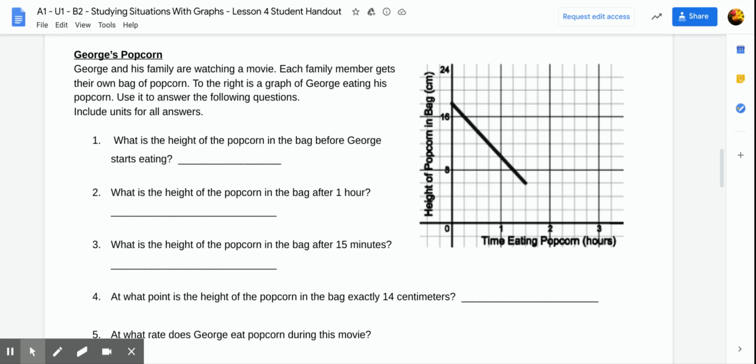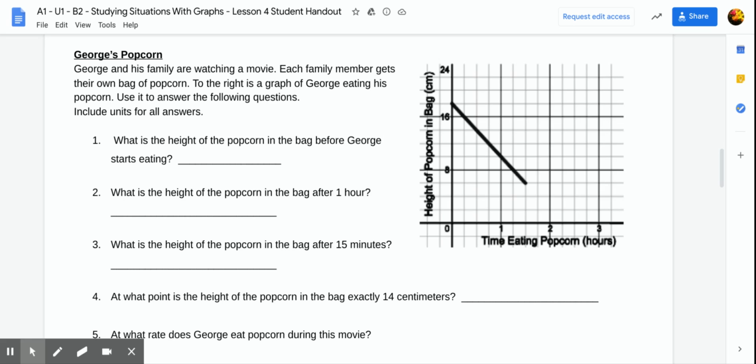George's popcorn. George and his family are watching a movie. Each family member gets their own bag of popcorn. To the right is a graph of George eating his popcorn. Use it to answer the following questions. Include units for all answers. Number 1, what is the height of the popcorn in the bag before George starts eating? Number 2, what is the height of the popcorn in the bag after 1 hour?